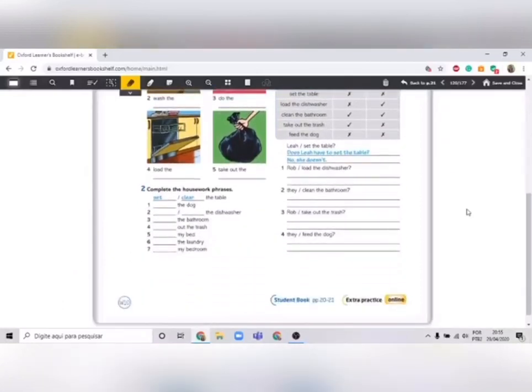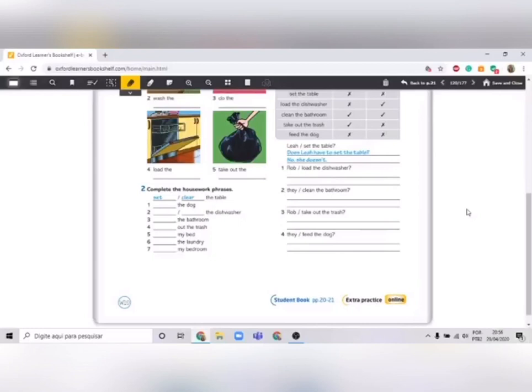So, and here we have to complete the housework phrase. What we do with this sentence. So the first one, set or clear the table. Number 1, what we do with the dog. We feed the dog. Number 2, load and unload the dishwasher. Number 3, clean the bathroom. Number 4, take out the trash.